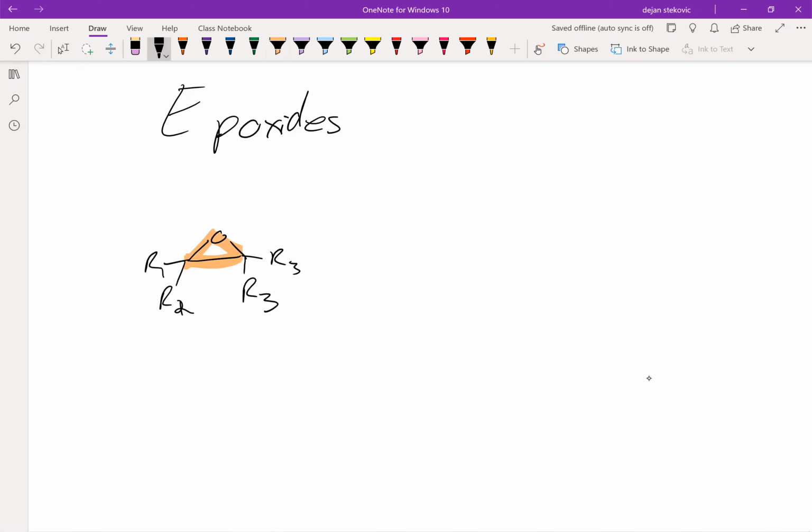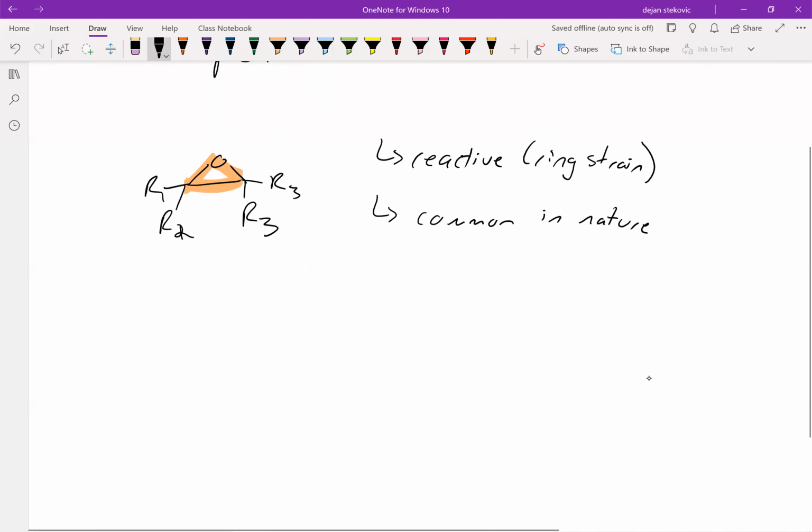These are relatively reactive, and they're reactive due to the ring strain. Right, we've got a three-membered ring, essentially like a cyclopropyl type of thing, but it's going to be very reactive because of that ring strain. That ring is going to want to open up. Overall, they're very common in nature on a molecule, and of course, they are generally a reactive part of the molecule.